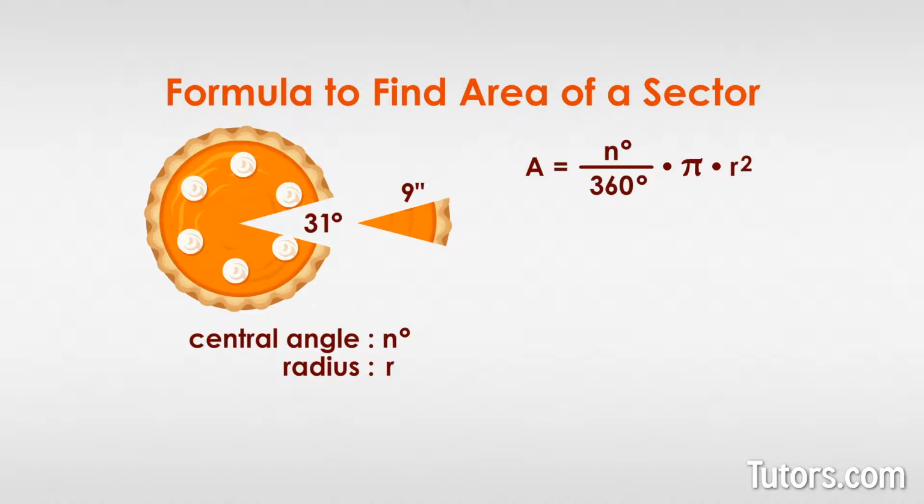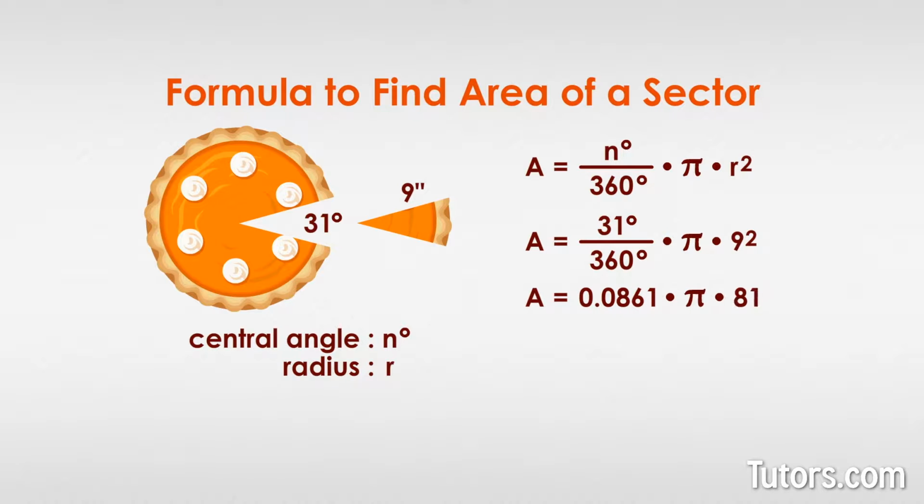Replace n degrees with 31 degrees and r with 9 inches. So you have A equals 31 degrees divided by 360 degrees times pi times 9 squared. When simplified, we get A equals 0.0861 times pi times 81. Now we solve the equation, and our answer comes to A equals 21.91 inches squared. That is how you find the area of a sector of a circle if you are given the central angle and the radius.